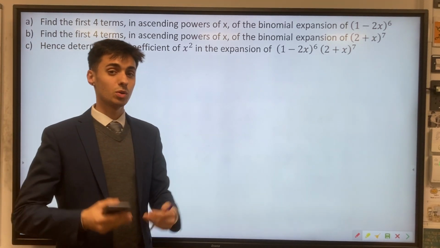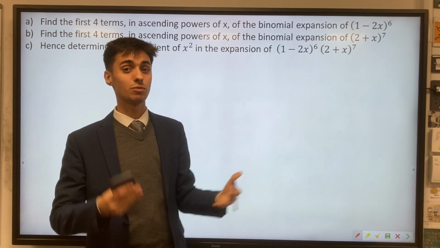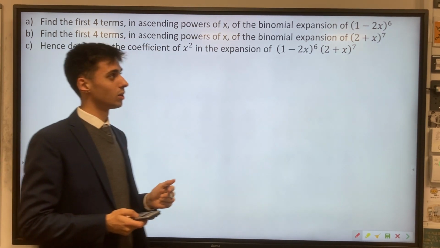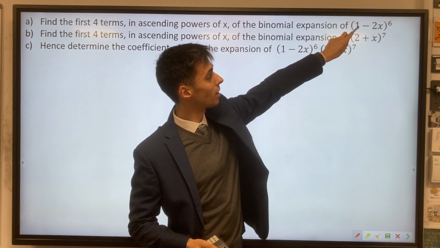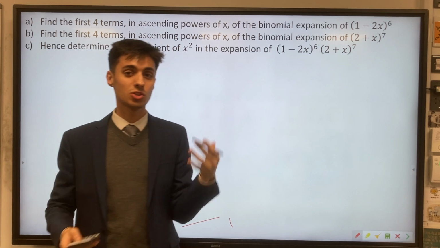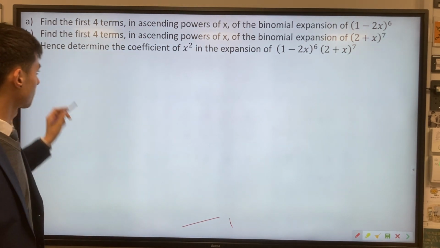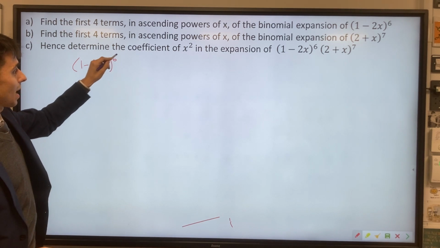In this question, we're going to have to build up to a really tricky binomial expansion involving two different brackets. However, in part A and B, to get there, we need to do 1 minus 2x to the power of 6 and then 2 plus x to the power of 7. So let's start off with those. So I'm going to do 1 minus 2x to the power of 6.